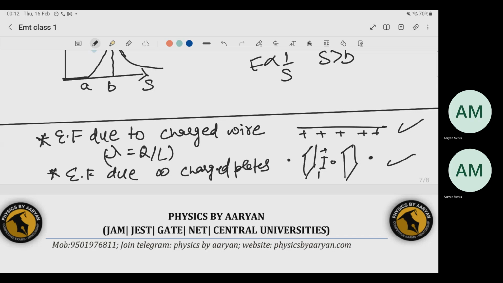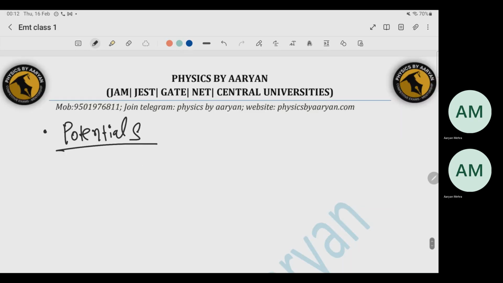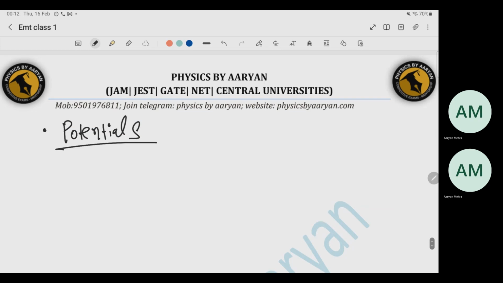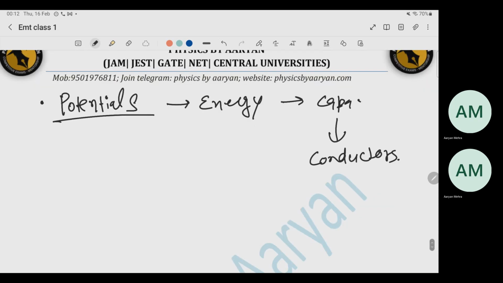So this was about lecture 1. What we will cover in lecture 2 is potentials. Today we talked about the electric fields. Now we have to go from electric field to potentials. From potentials we will go to energy, then we will go to capacitance, and then we will go to conductors. So this is how electrostatics works.